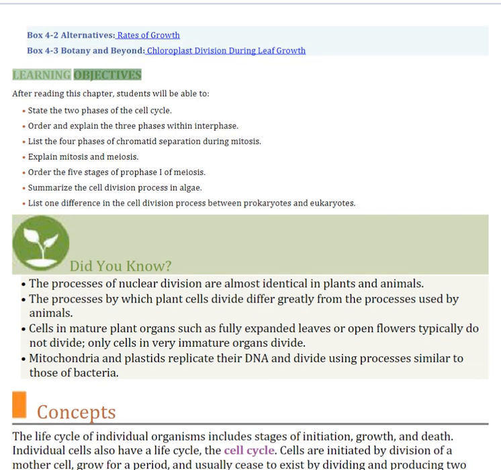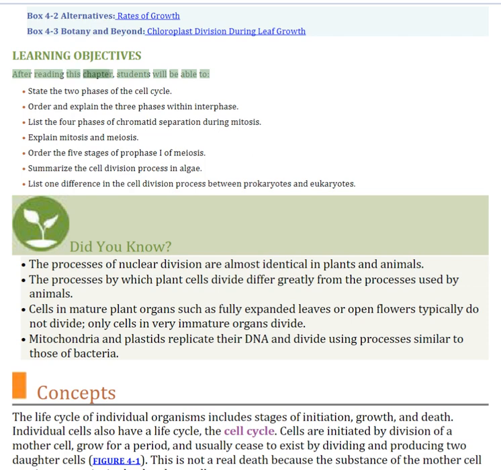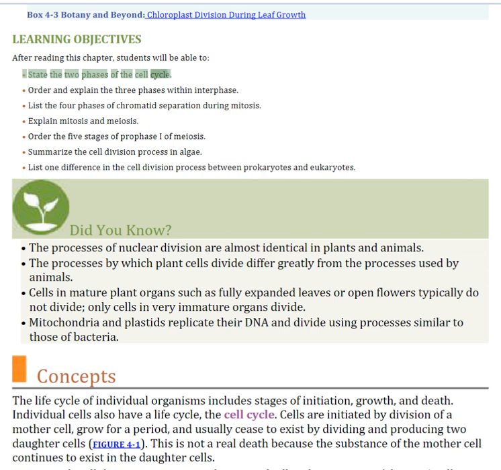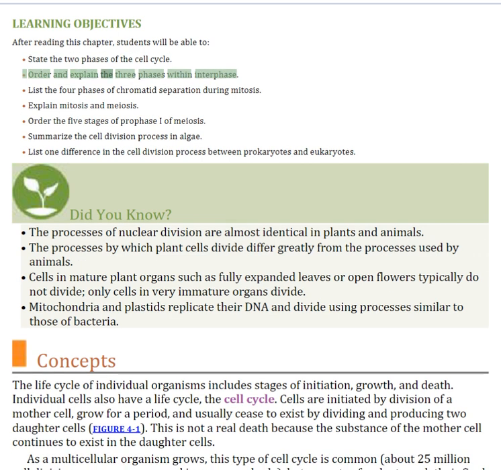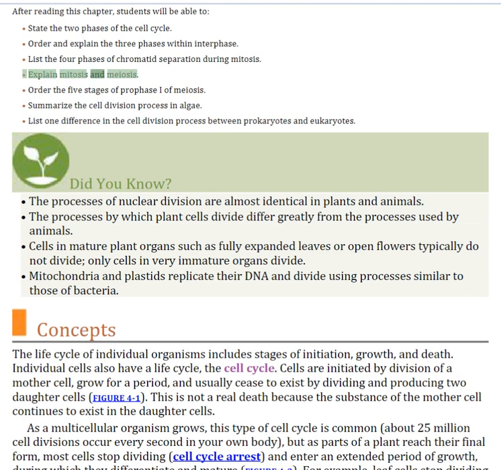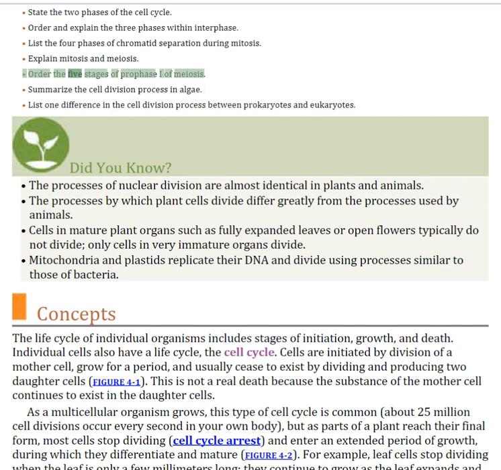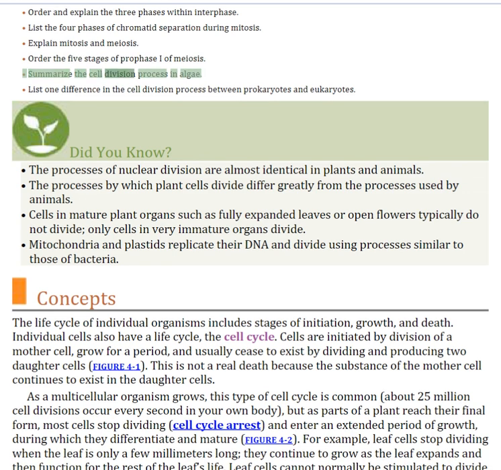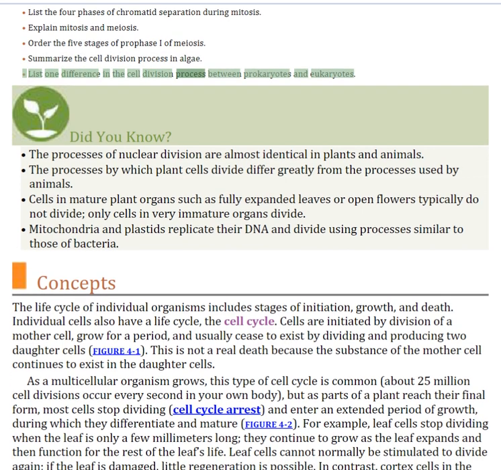Learning Objectives. After reading this chapter, students will be able to state the 2 phases of the cell cycle. Order and explain the 3 phases within interphase. List the 4 phases of chromatid separation during mitosis. Explain mitosis and meiosis. Order the 5 stages of prophase I of meiosis. Summarize the cell division process in algae. List one difference in the cell division process between prokaryotes and eukaryotes.